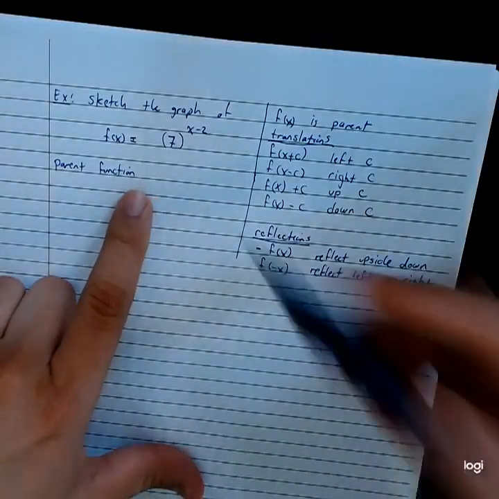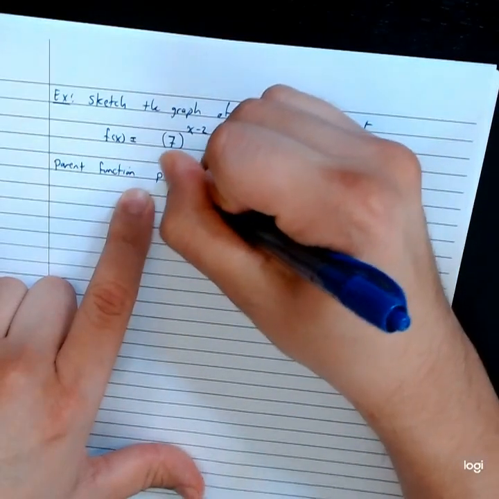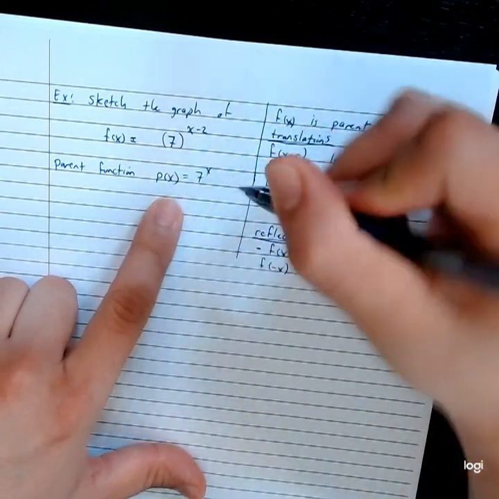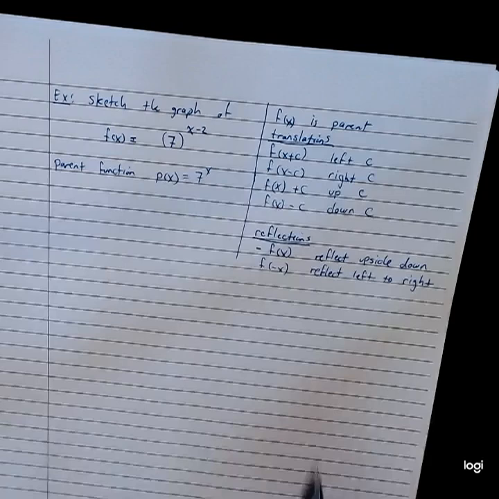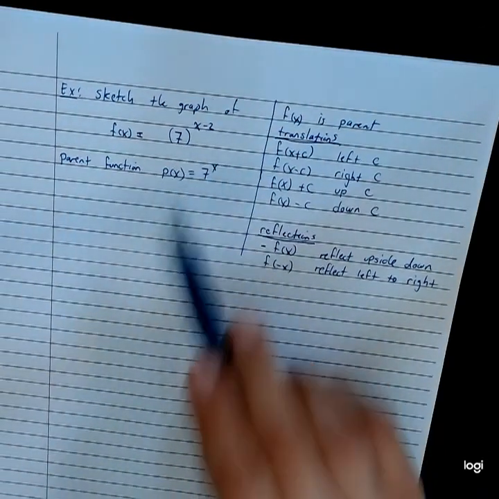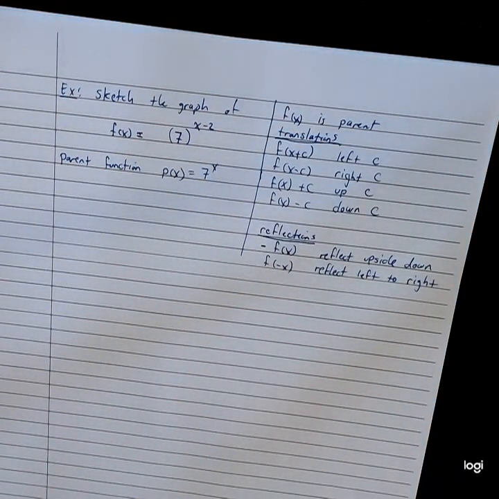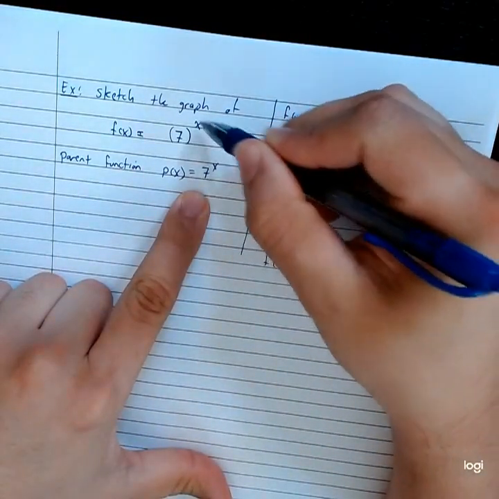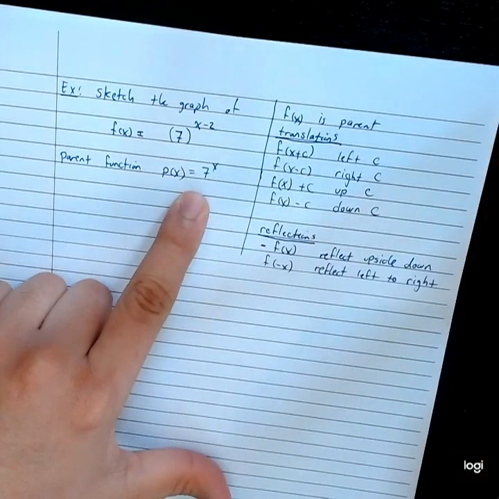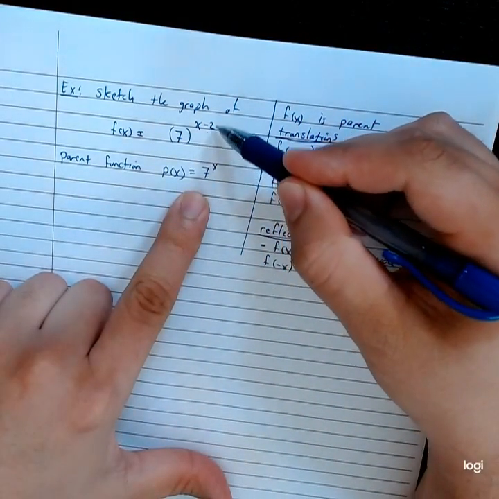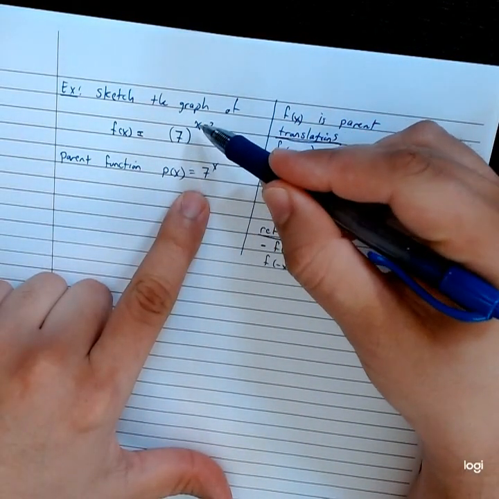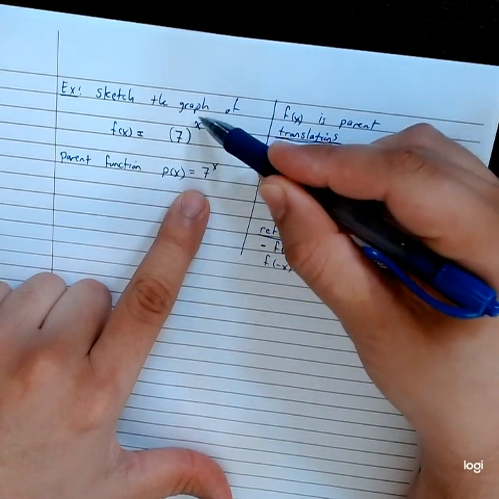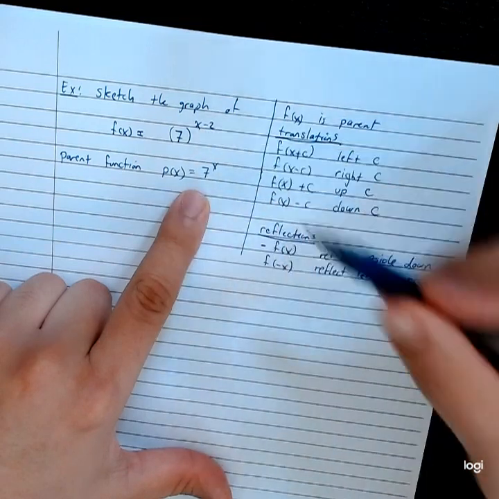Well, that looks like a number to the power x. So here, this parent function, I'll call it p of x, p for parent, would be 7 to the power x, which means everything that's different from this function to this function is caused by a transformation. So here, the only difference between this and this is this minus 2. Now notice, that minus 2 is not to the whole function. It's not 7 to the power x and then minus 2. I'm only subtracting from the variable, only subtracting from the x.